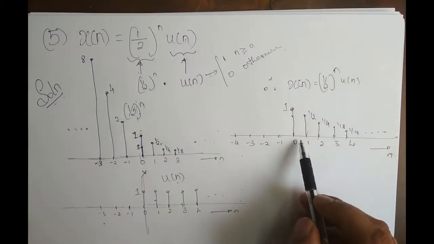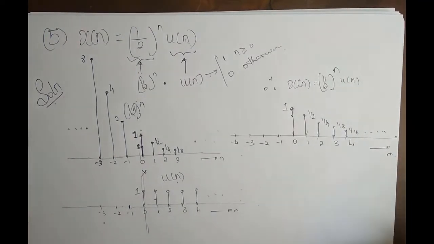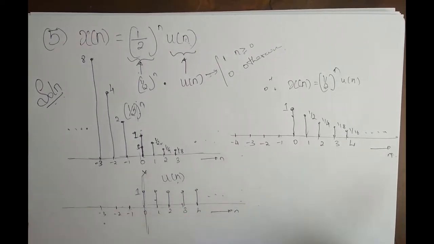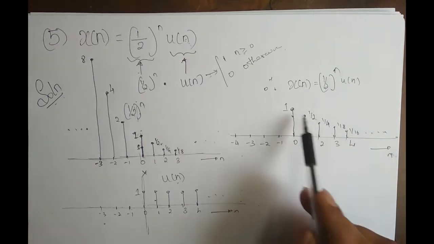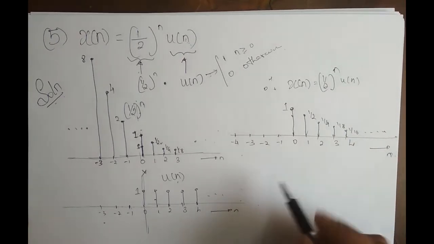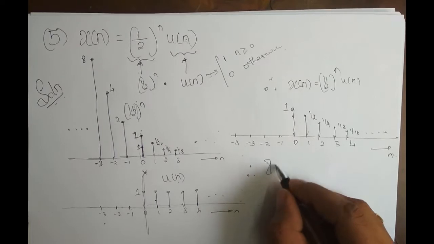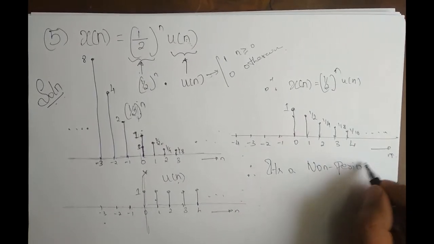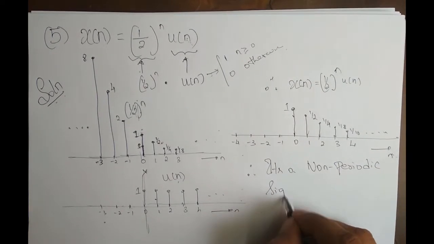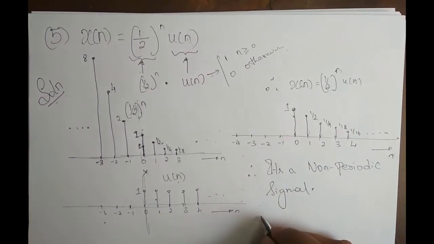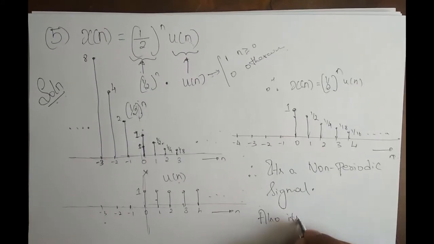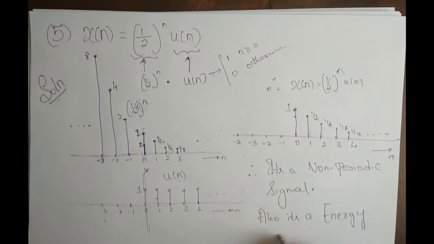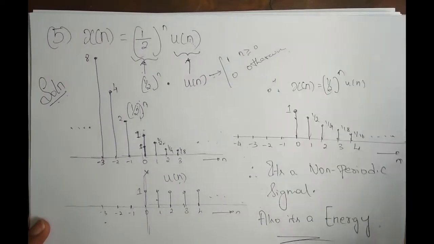Now this is our x of n signal. So is it repeating? Whether the samples are repeating after a particular time interval? No, right? It is basically exponentially decreasing. Therefore it's a non-periodic signal, and also it's a what? Energy or power? It's an energy signal. So I need to find its energy. We'll do it in the next page.